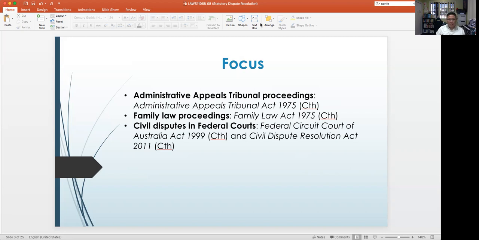We're also going to be looking at family law proceedings governed by the Family Law Act of 1975 Commonwealth, as well as civil disputes in federal courts, mainly the Federal Circuit Court of Australia Act 1999, which governs it, as well as the Civil Dispute Resolution Act of 2012 Commonwealth.